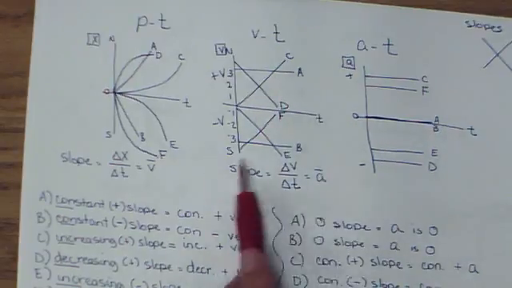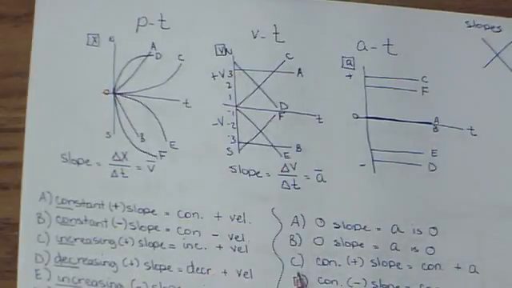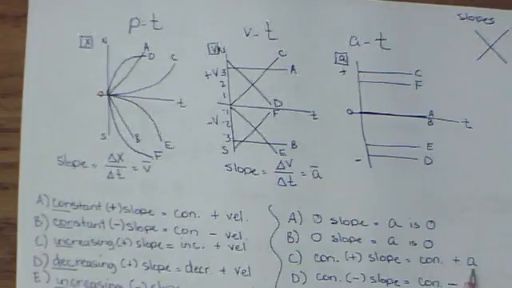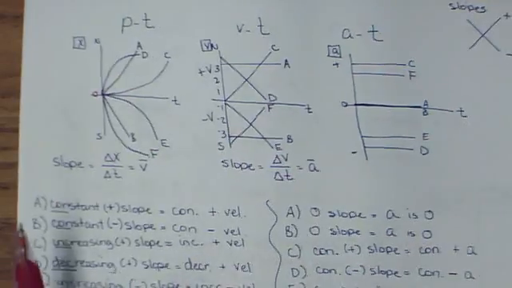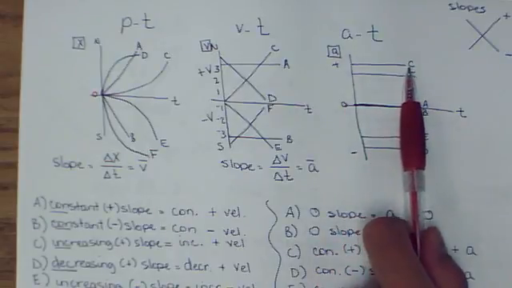Okay, if we look at the slope of line C, it's a constant slope and it's a positive slope. So line C, we could say, has a constant positive slope, therefore a constant positive acceleration, because that is what the slope represents on a velocity time graph. So this would represent a constant positive acceleration.